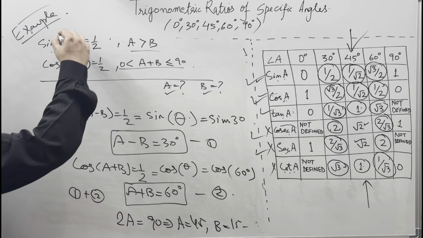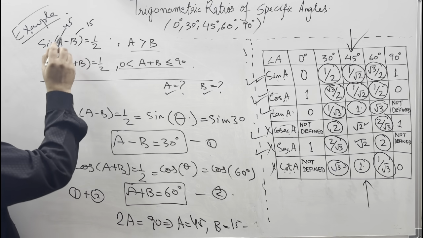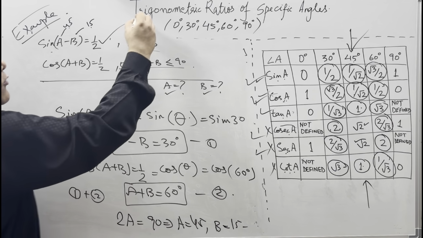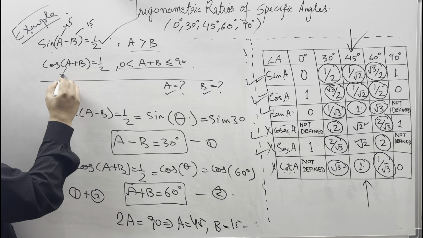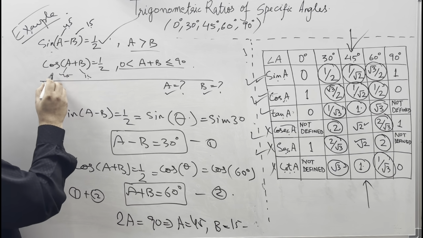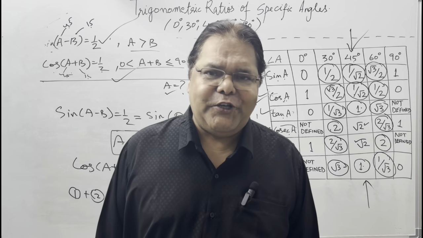You can put the values here and check. If A is 45 and B is 15, 45 minus 15 is 30. So sine 30 is 1 by 2. If A is 45 and B is 15, 45 plus 15 is 60. So cos 60 is 1 by 2. Correct?